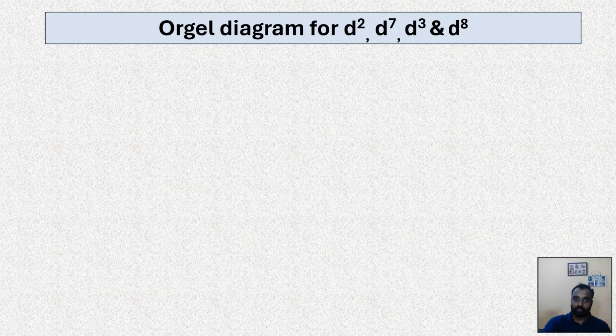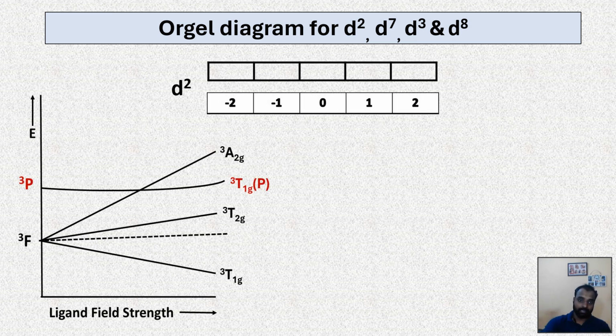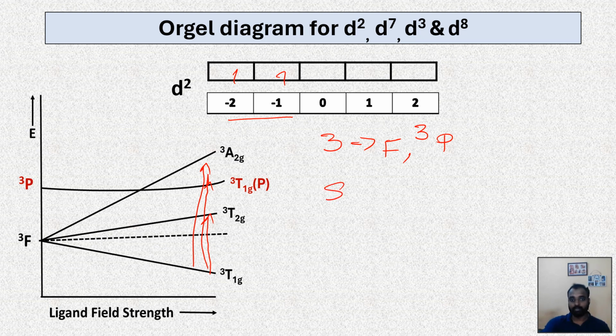In the case of D2, D7, D3 and D8 orbitals, here we are having 2 electrons, and we get the total angular momentum value equal to 3. It is denoted by the symbol F. There is also a P term having the same multiplicity, that is 3. So two terms are there. So we are getting a transition from T1G to T2G and T1G to T1G, and T1G to T1G of P. We are expecting three transitions, and there is a spin crossover also.